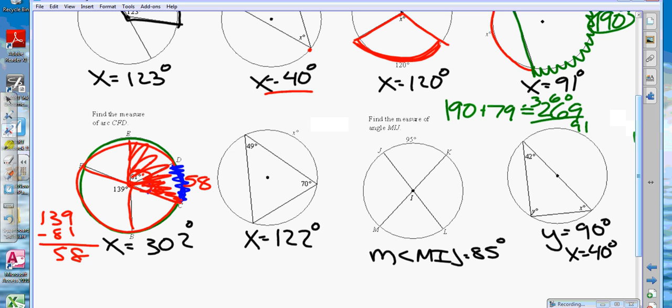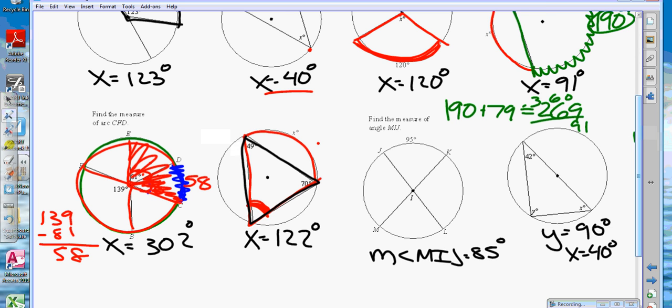Okay, first start inscribed or central. What am I looking for? What do I have? All right, the next one, I'm finding this arc right here. Okay, well, here we go. It's an inscribed angle. So the arc is going to be 2 times the measure of this angle right here. How are we going to find that angle? Well, if you notice, I have a triangle.